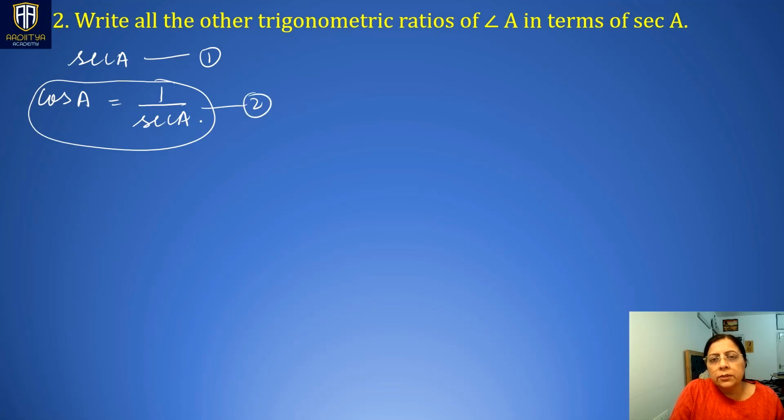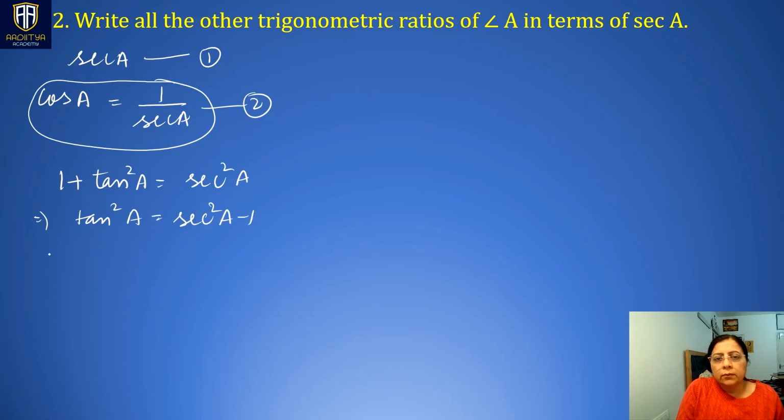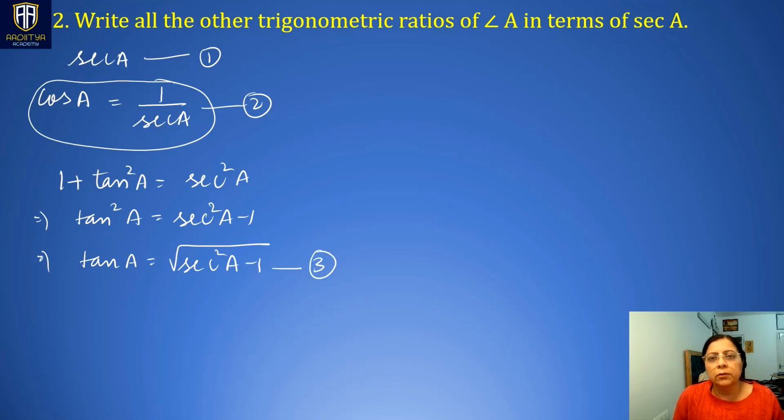Right? Next we can start with the identity 1 plus tan square A is equal to secant square A. So we can write tan square A is secant square A minus 1. So what can we write as tan A? Tan A is square root of secant square A minus 1. This becomes the third relationship, or third trigonometric identity, that we have got.